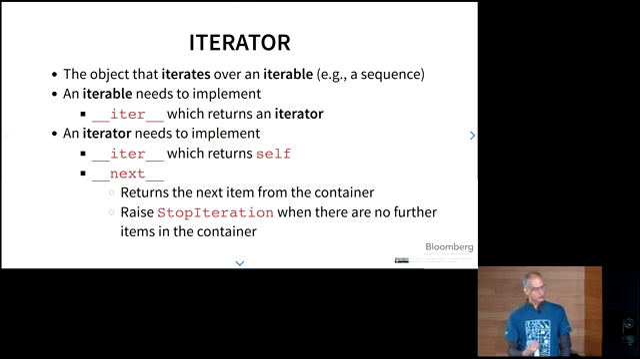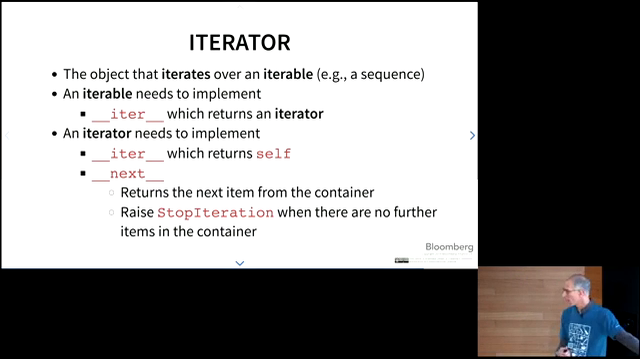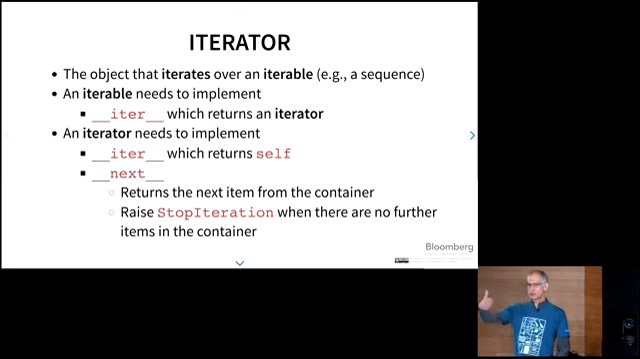But an iterator also needs to implement Dunder next. And the Dunder next is basically how you step through the iteration. It should return the next item from the container. And when you reach the end of the container, it should raise a stop iteration. The internal workings of Python are very much reliant on this.